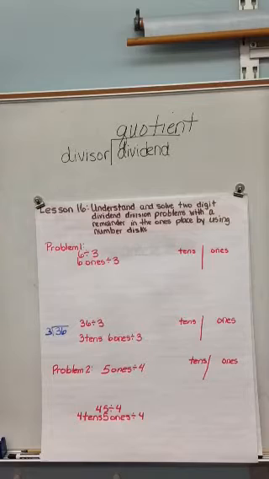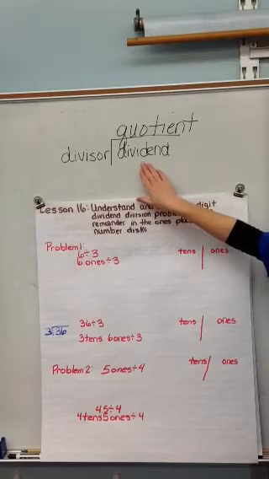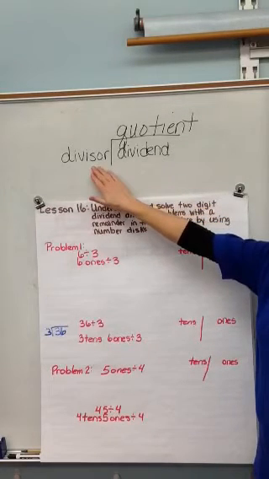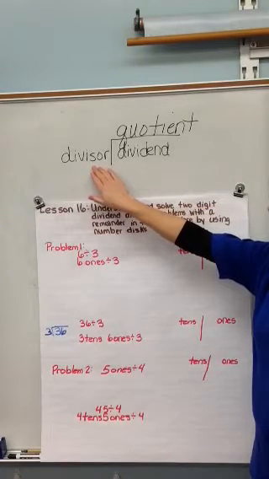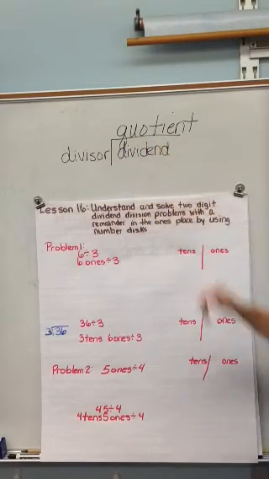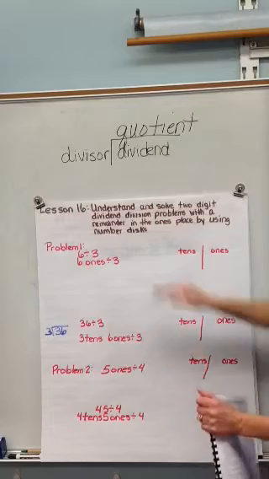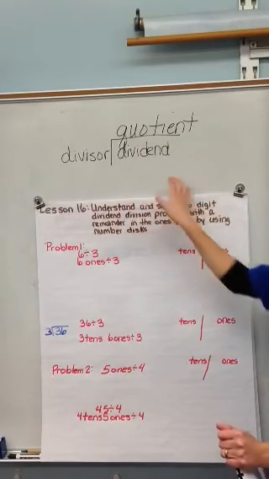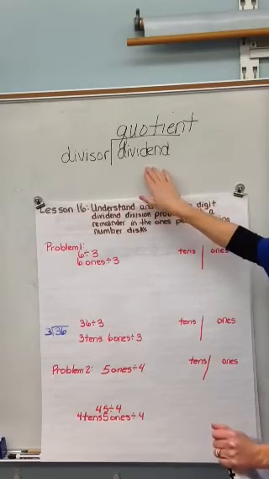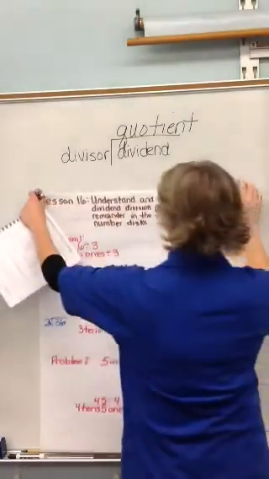If you look up on the board, I do have the standard algorithm set up. The total number that you have is called the dividend. The number of groups, or the number in each group, is the divisor, and the answer is the quotient. Sometimes you have a remainder and sometimes you don't. So when I say dividend, we're talking about the total number being a two-digit number.